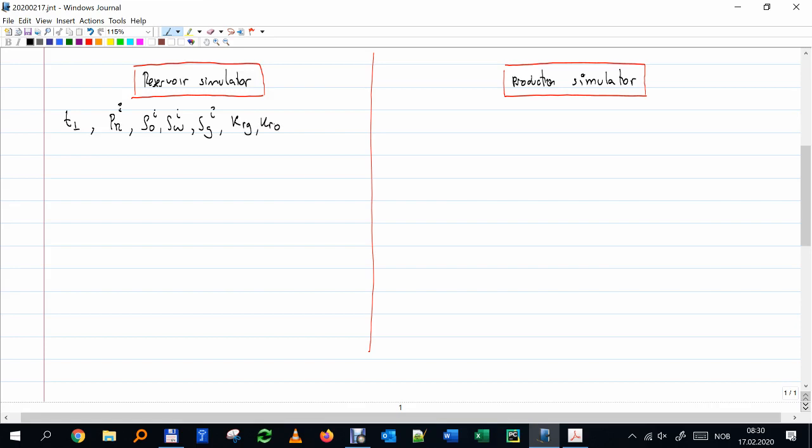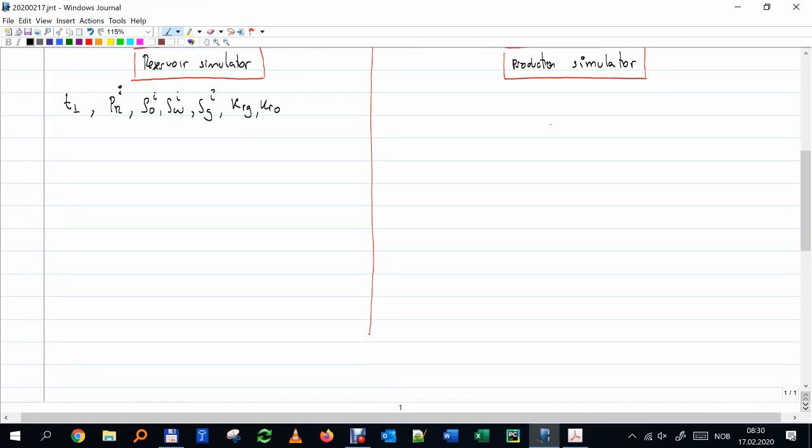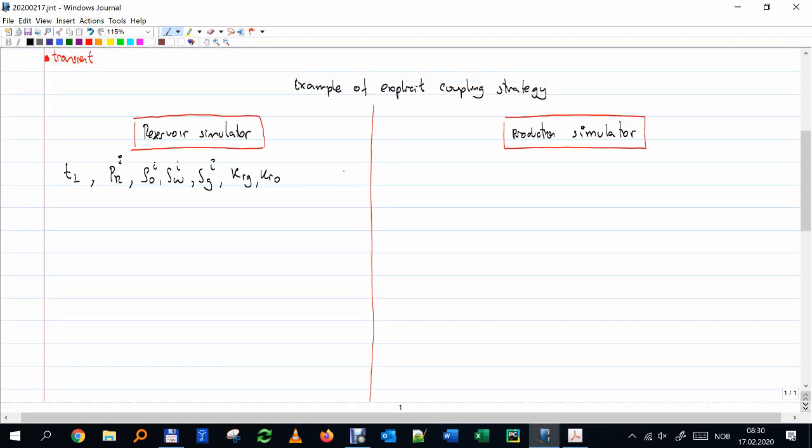But so you need to, at each time step, and this is explicit, this example that we're going to put here, an example of an explicit coupling strategy. So I have those numbers and I have to transfer them to the production simulator, which is steady state.